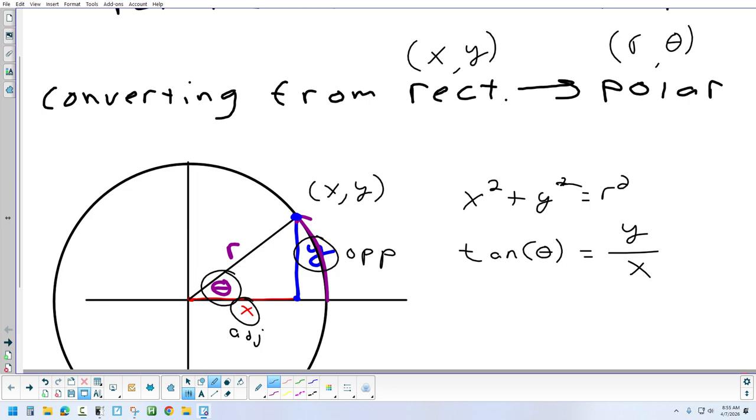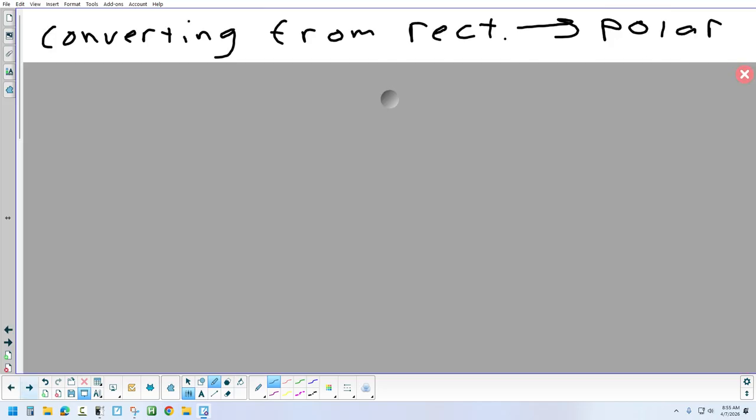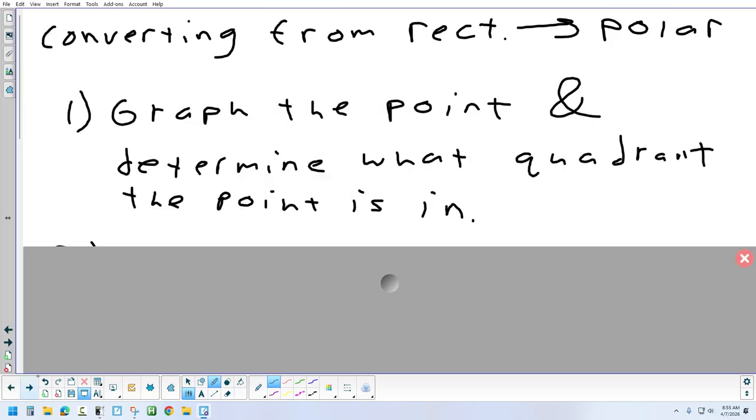So what do we have to do to get theta by itself? Inverse tangent. We are going to have to take the inverse tangent on both sides. That's a quick explanation of where the formulas I'm about to write down are going to come from. We're going to need inverse tangent y over x to get an angle, and we're going to need the Pythagorean theorem to get the radius. So those two formulas will give me the two things I need in polar.